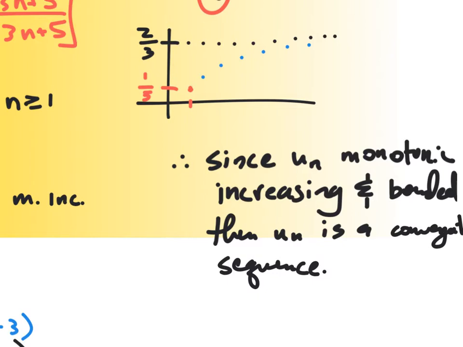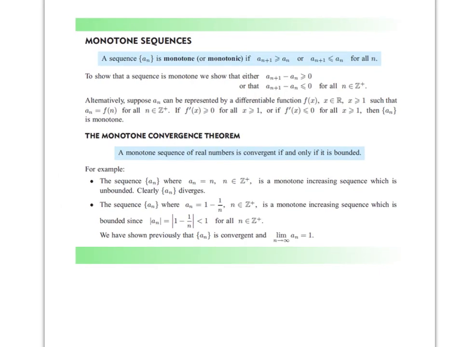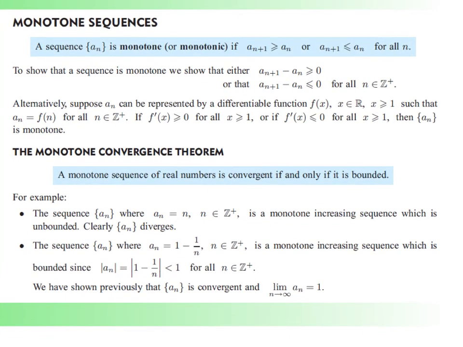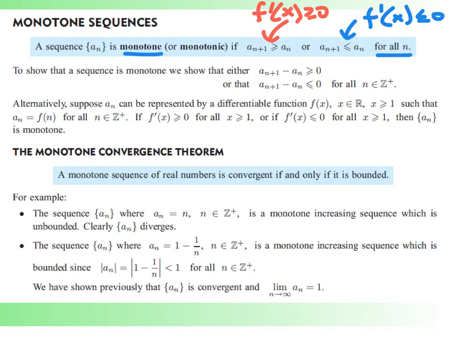That would be it. Alright, let's talk about a couple of other things here, and then we'll be done for the day. Monotone sequences, we just went over this. If a sub n plus 1 is greater than or equal to a sub n, or if f prime of x is greater than or equal to 0, or if a sub n plus 1 is less than or equal to a sub n, also known as the derivative of the function being less than or equal to 0 for all n, then you have a monotone function or monotonic sequence, right?